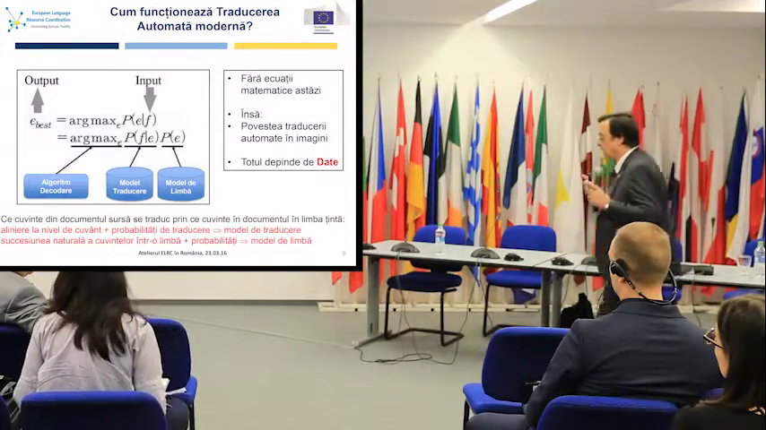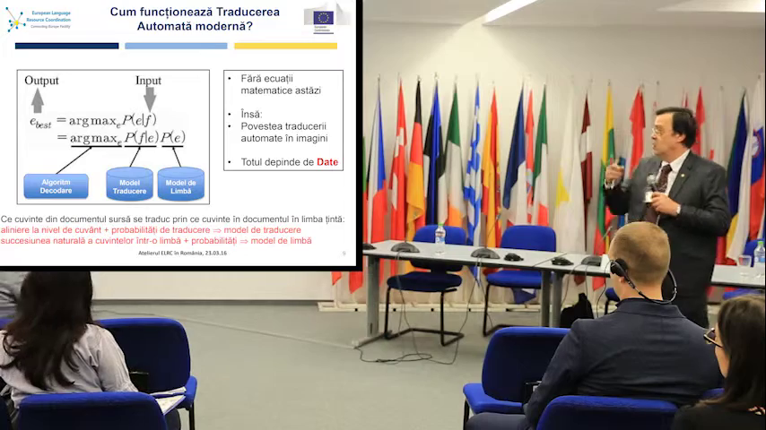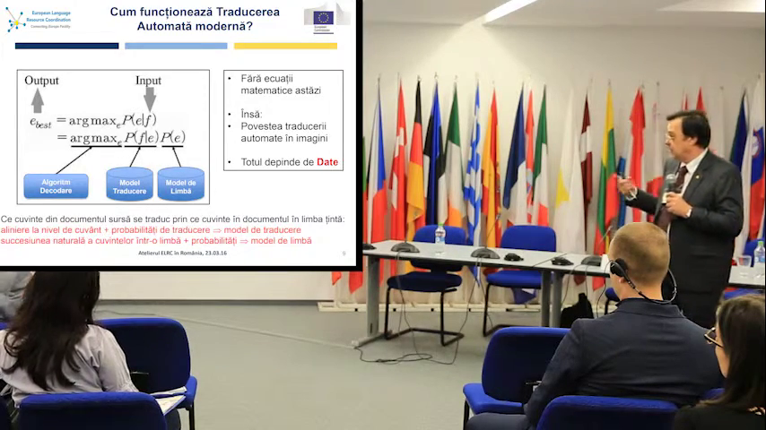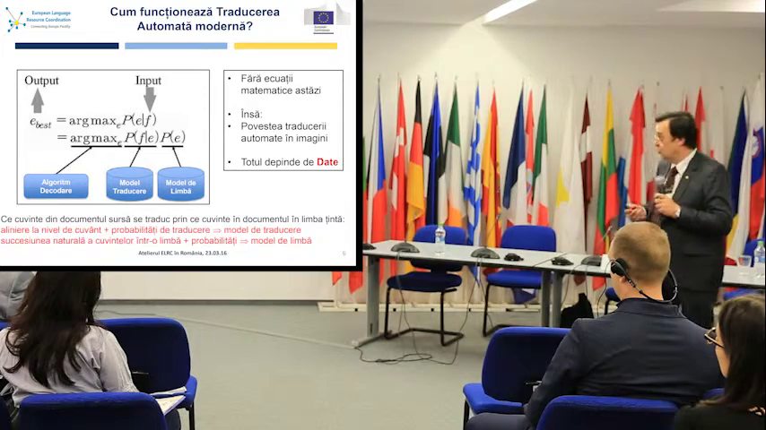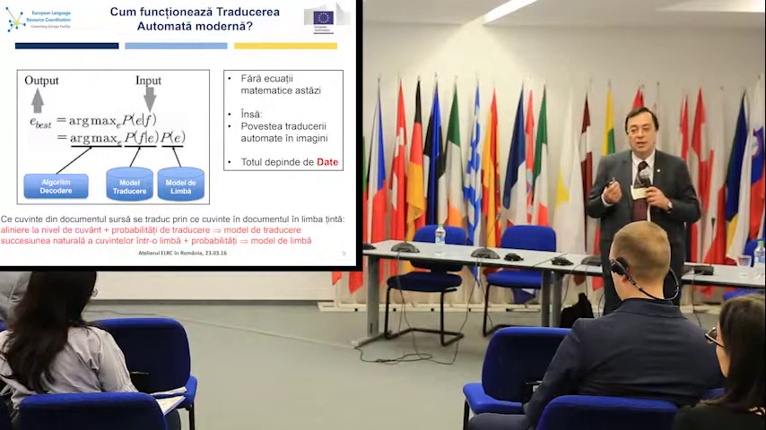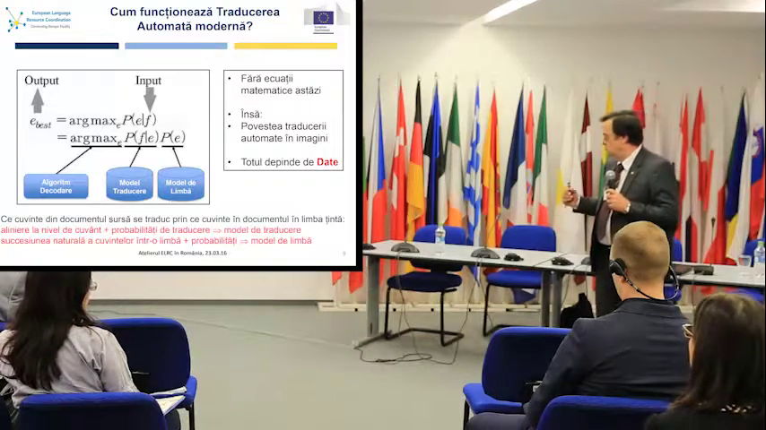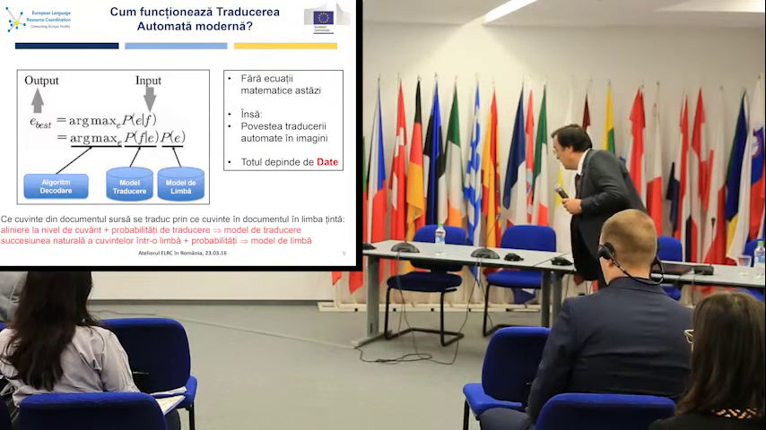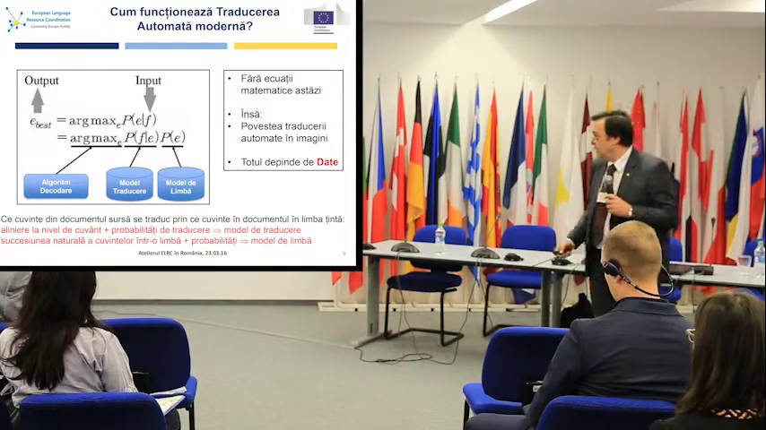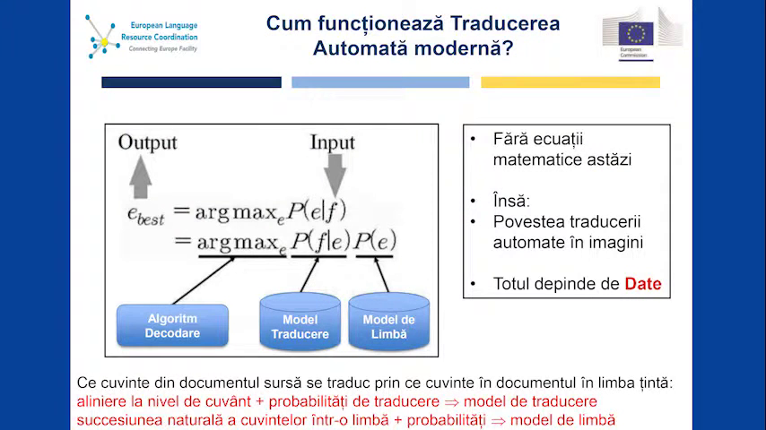Once the system learns from the two types of fundamental data already mentioned, parallel texts and monolingual texts, some formal representation of the process is achieved. You can see them here. This is the fundamental equation of machine translation. Through translation models and language models.